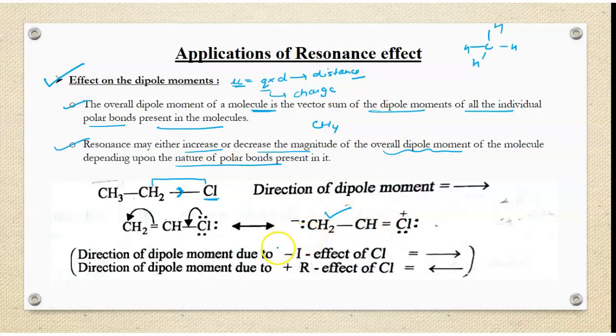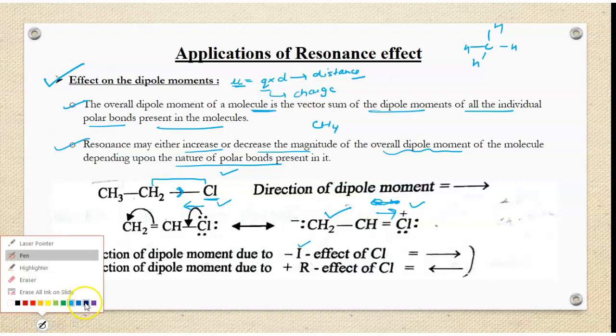So here what you can see is that the direction of the dipole moment, due to the minus I effect of chlorine, is something like this, right. And due to the plus R effect of chlorine, what will happen, if it shows the plus R effect it will donate electrons, that is, in this way, okay, like this. Overhead it is showing the plus R effect, and in case of this it is showing the minus I effect, right. See, by taking an example we'll be able to understand it better.